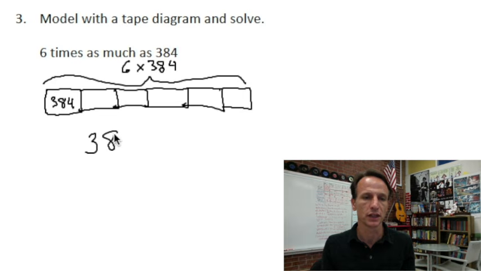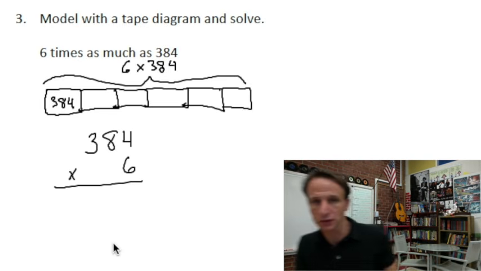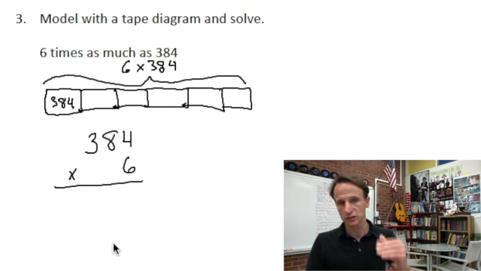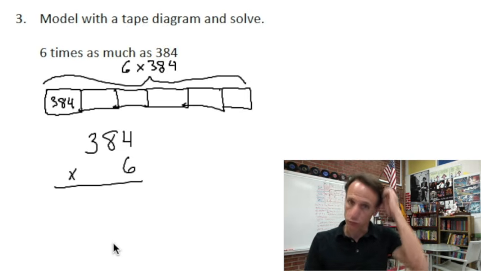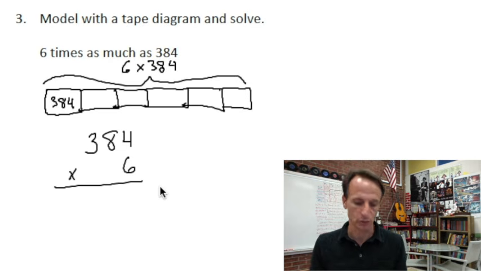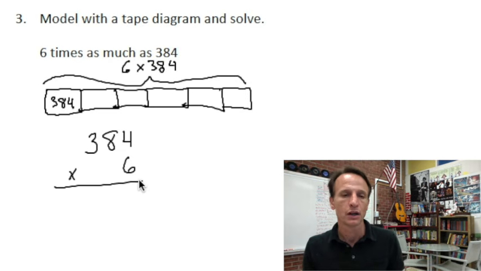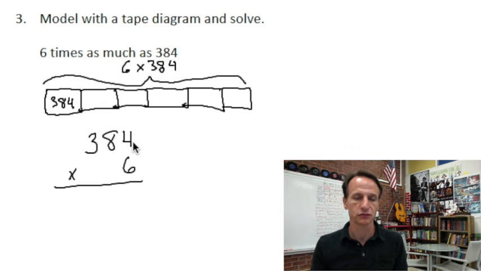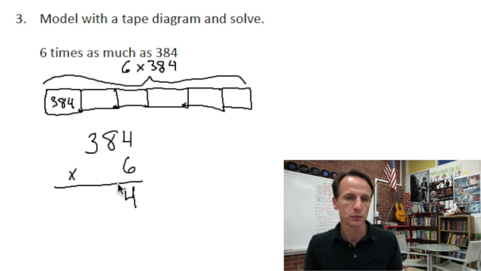So 384, and we're doing times 6. Remember now with standard algorithm, we're just doing 6 times 4, 6 times 8, 6 times 3. With the regrouping, it's putting it in the proper place that adheres to the correct value instead of the way we have to pay attention to place value in partial products. All right, so 6 times 4 we know is 24. Very good. And place that 4, regroup the 2 in the tens place.